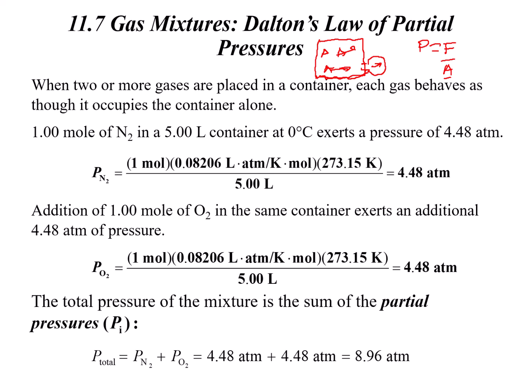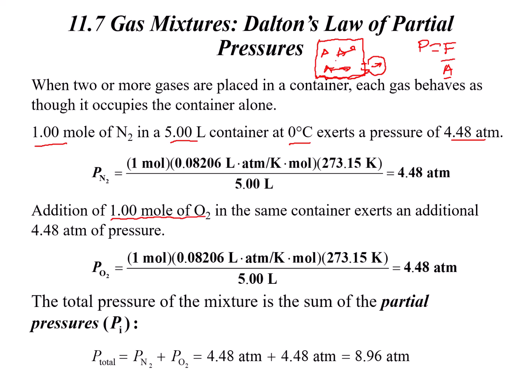So in this example, they have 1 mole of nitrogen gas in a 5-liter container at 0 degrees Celsius, and it exerts a pressure of 4.48 atmospheres. So just assume A here is nitrogen. Well, what happens when you add an additional mole of oxygen gas?